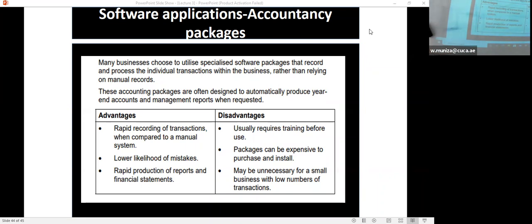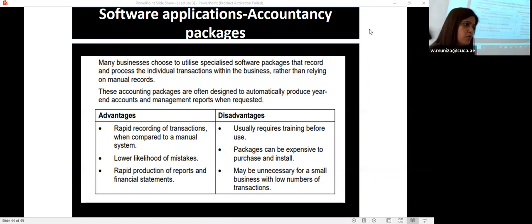They say many businesses choose to utilize specialized software packages that record and process the individual transactions within the business rather than relying on manual records. So instead of recording the transactions manually, they purchase those accountancy packages and input the transactions into them. And automatically those accountancy packages lead to the financial statements.